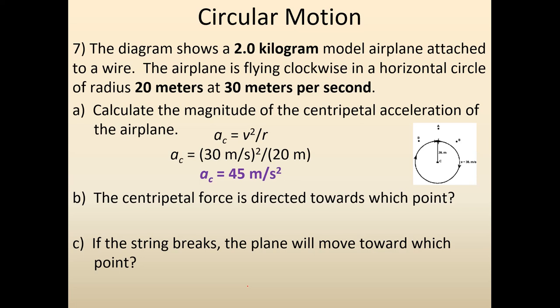Part B asks, what's the direction of the centripetal force? So if I look at this, again, centripetal means towards the center. The only point that's towards the center is C. So point C is where the centripetal force is directed. And then part C says, what direction will the plane move? As we've mentioned, the velocity always acts tangent to the circle because of Newton's first law. So I can draw a line starting at this. Since it's going clockwise, it'll go straight to the right, which is going to be towards point B.